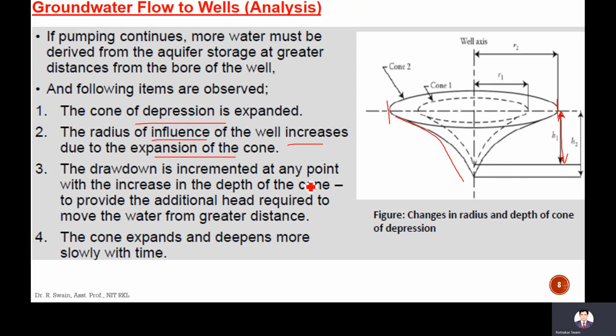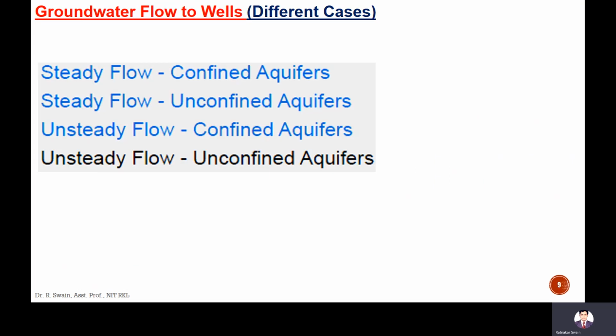The drawdown is incremented at any point with the increase in depth of the cone. This is the depth of the cone. The depth of the cone increases. The head decreases. Here this is the level. This will be your piezometric head at different points. The piezometric head decreases, but the depth of the cone increases. The cone expands and deepens more slowly with time.